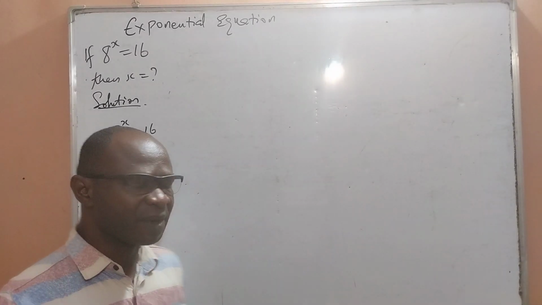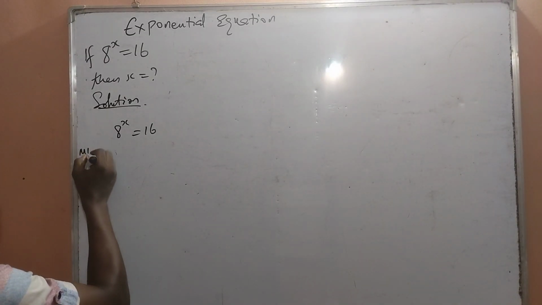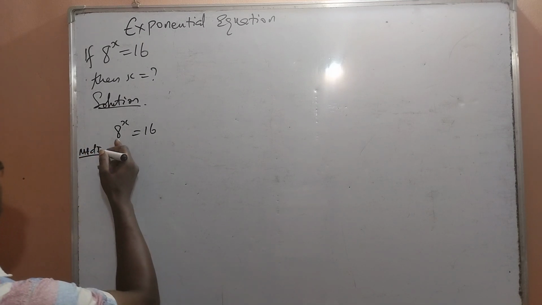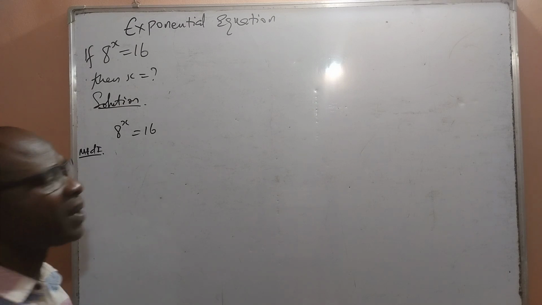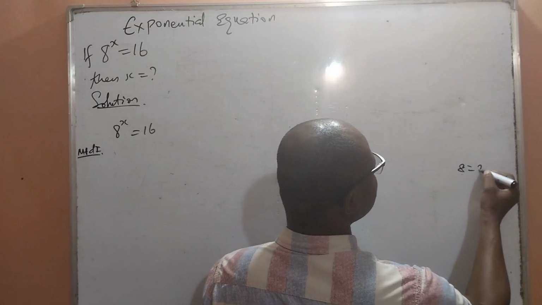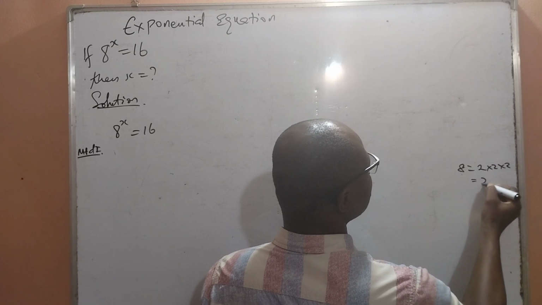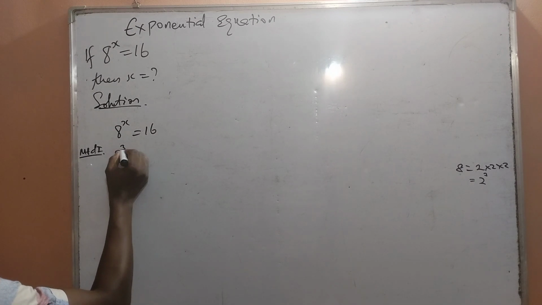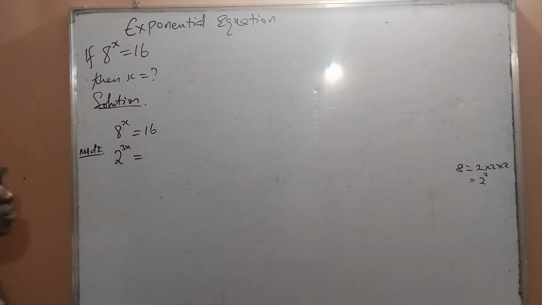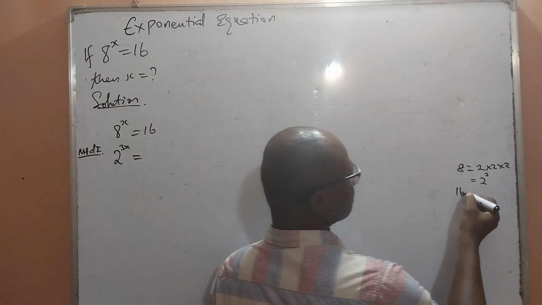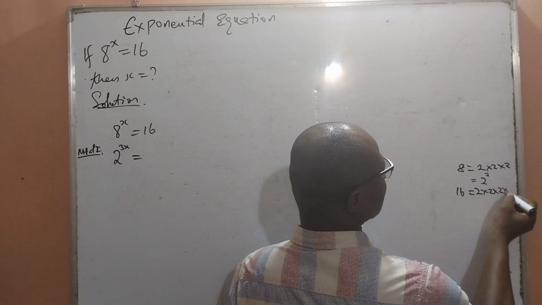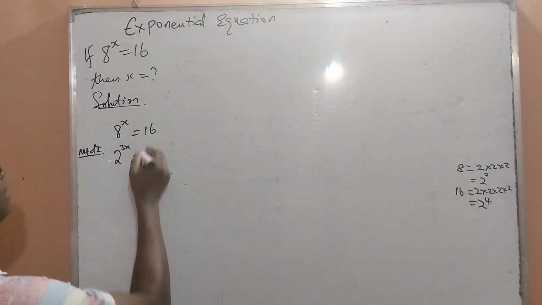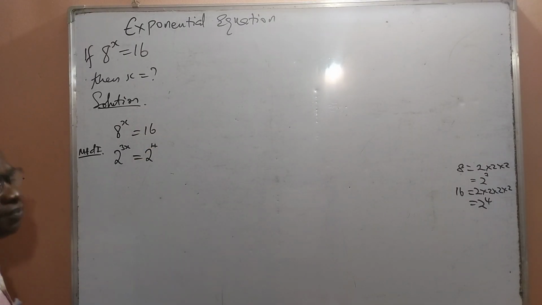So going by the indices method, method 1, I have it. 8 can be written as 2 raised to power 3. 8 is the same as 2 times 2 times 2, which is equal to 2 raised to power 3. So I write 2 raised to power 3, then multiply by x, equal to the same thing. 16 is 2 times 2 times 2 times 2, which is 2 to the power of 4. So I write 16 as 2 to the power of 4.